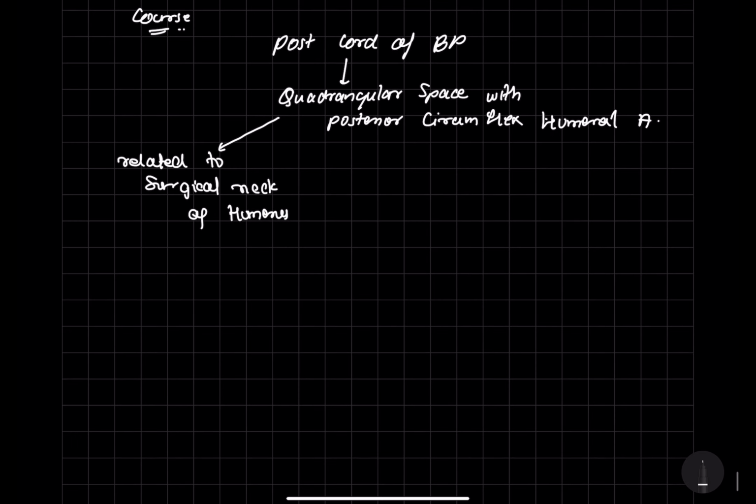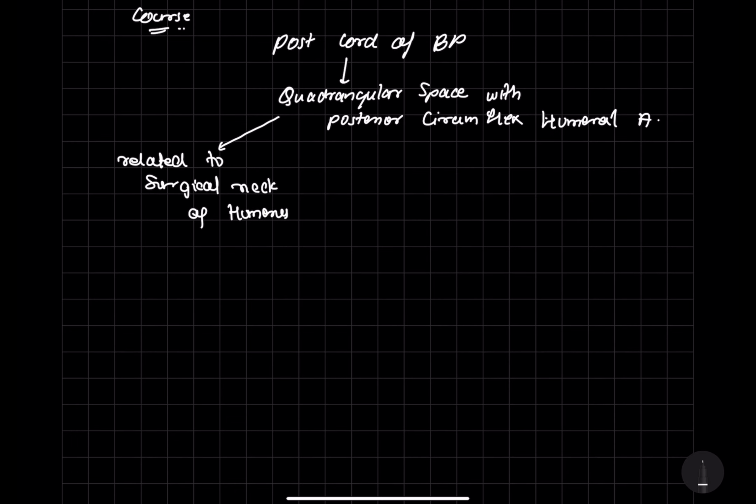From the quadrangular space the nerve divides into branches. Before dividing, it gives off a branch to the shoulder joint. Remember this, its first branch comes off and goes to the shoulder joint. After giving the branch to the shoulder joint, now remember, this nerve runs deep to the deltoid.